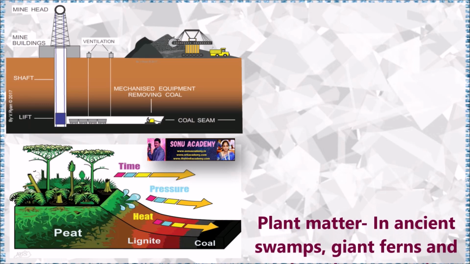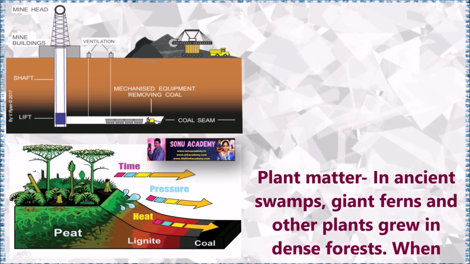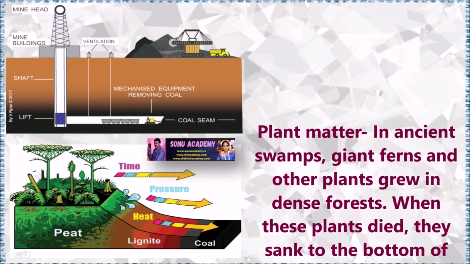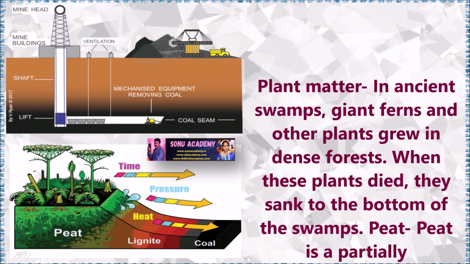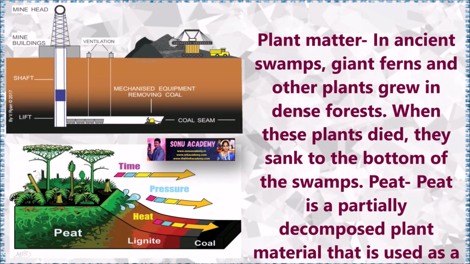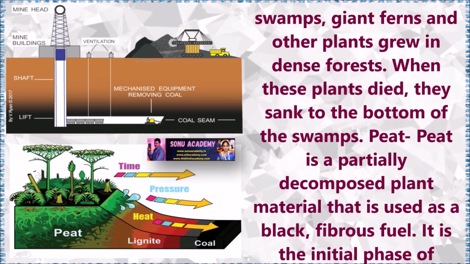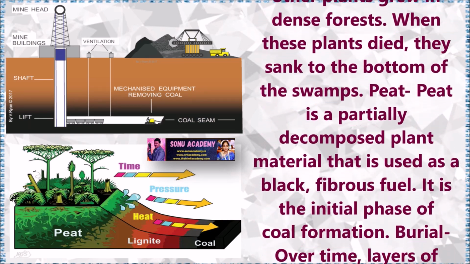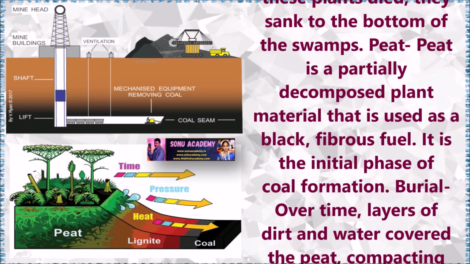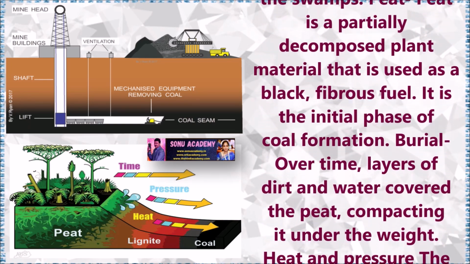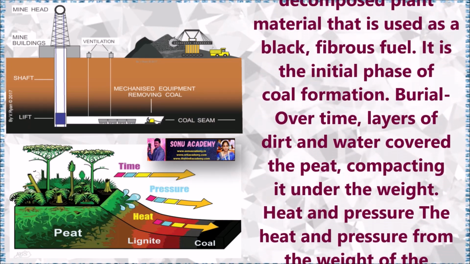Plant matter in ancient swamps, such as ferns and other plants, grew in dense forests. When these plants died, they sank to the bottom of the swamps. Now let us discuss peat. Peat is a partially decomposed plant material that is used as a black fibrous fuel. It is the initial phase of coal formation.